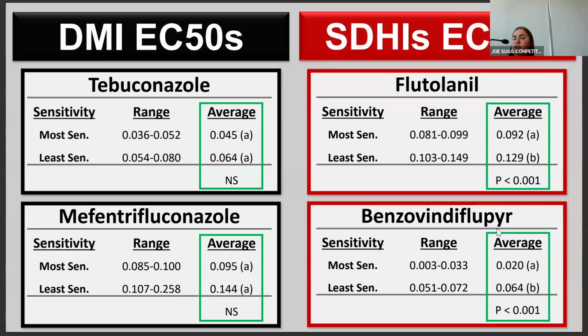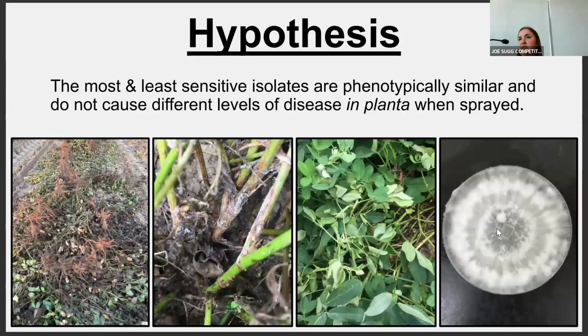And there's two main things I'd like to show. If you look at the least sensitive average for each of these 4 compounds, they're always a little bit higher than the most sensitive. With the DMIs, there's not any significant difference, but the SDHIs do show a statistical difference. My second point is that though we see differences, the difference between the most and least sensitive EC50 values is very small. But nonetheless, we wanted to investigate that a little bit. So my hypothesis with those EC50 values in mind is that the most and the least sensitive isolates are probably phenotypically very similar and do not cause different levels of disease in a field when sprayed.